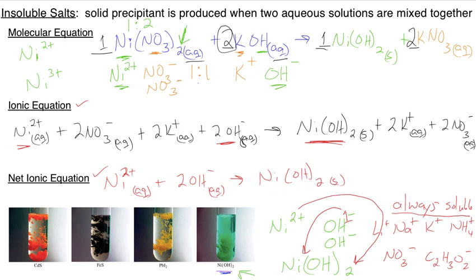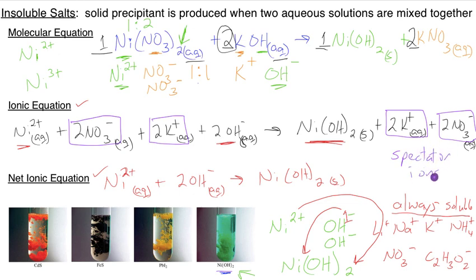Last topic that's usually mentioned here is that these other ones, nitrate, potassium, nitrate, notice they don't actually change from one side to the next. We call these the spectator ions. So in your typical double replacement precipitation reaction, 2 of the ions will be involved in the formation of the solid. The other 2 ions will be the spectator ions for the reaction. And that's it.